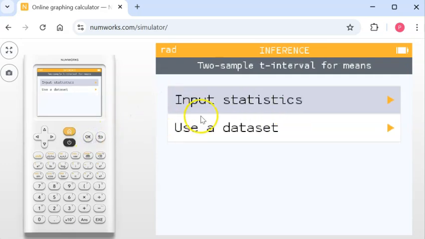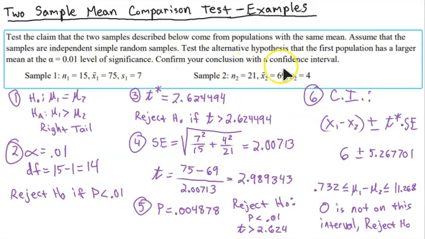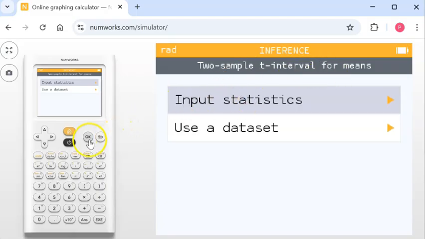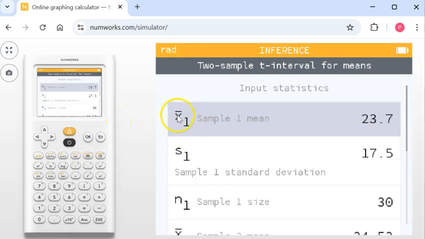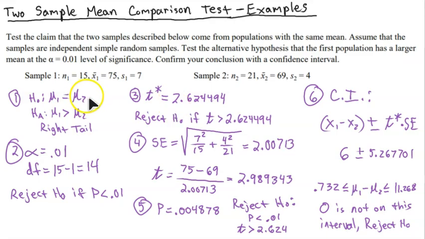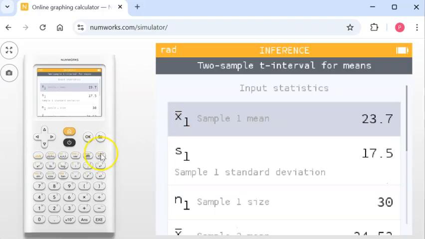Hit OK. And don't use a data set. That's if you have the raw data. But we have statistics. Look, they gave us the statistics. So that's what we're going to do. We're going to input statistics, and we go in here and look, X1, sample 1 mean. Look, that's right here, 75. So we're going to put in 75, enter.